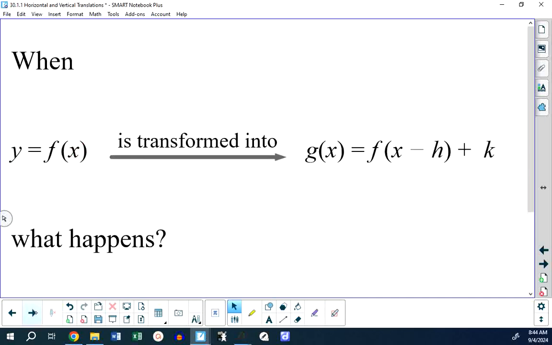So this is the goal today. And again, you're not going to really understand this for a little while in this lesson. We're going to take a function, which is a graph or an equation or a relationship between variables. The function will be y equals f of x, and we're going to transform it into a new function, which we're going to call g of x, and there's a connection between g of x and f of x. It turns out that g of x is described as being f of x minus h plus k. And our goal is what happens.